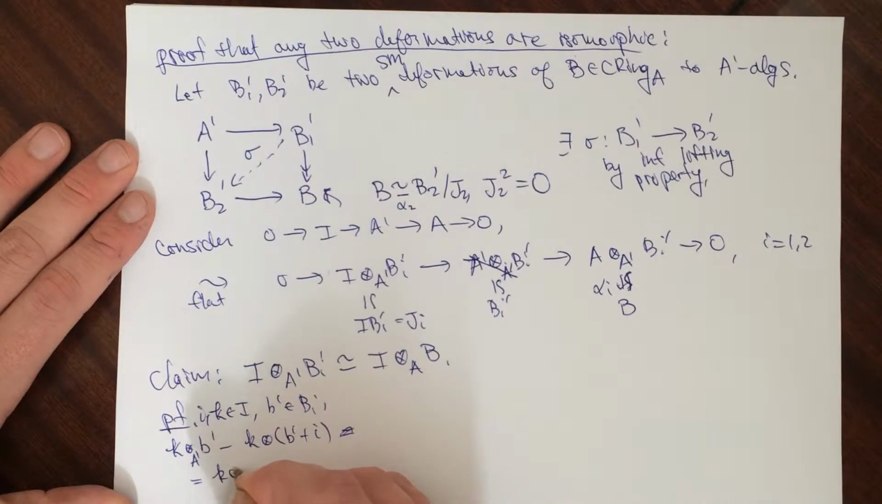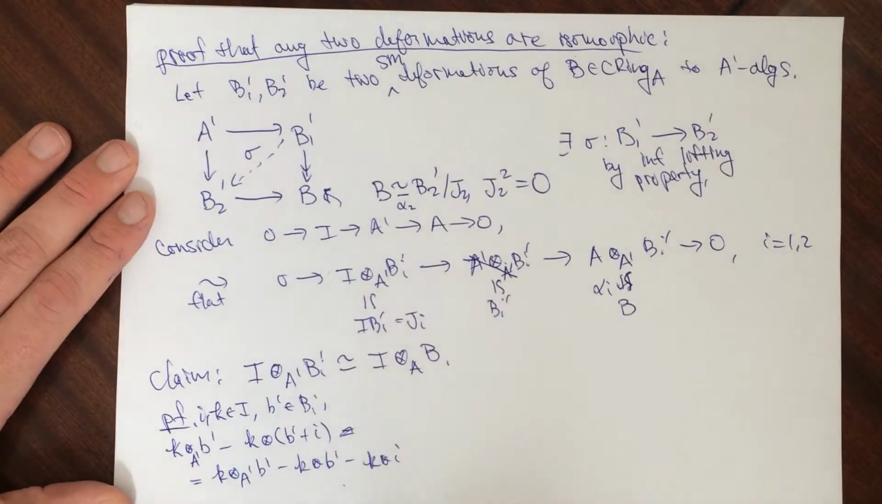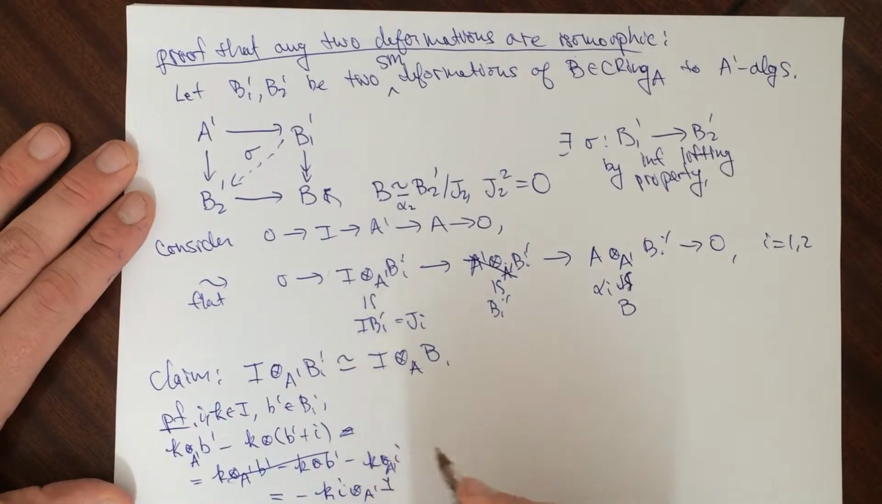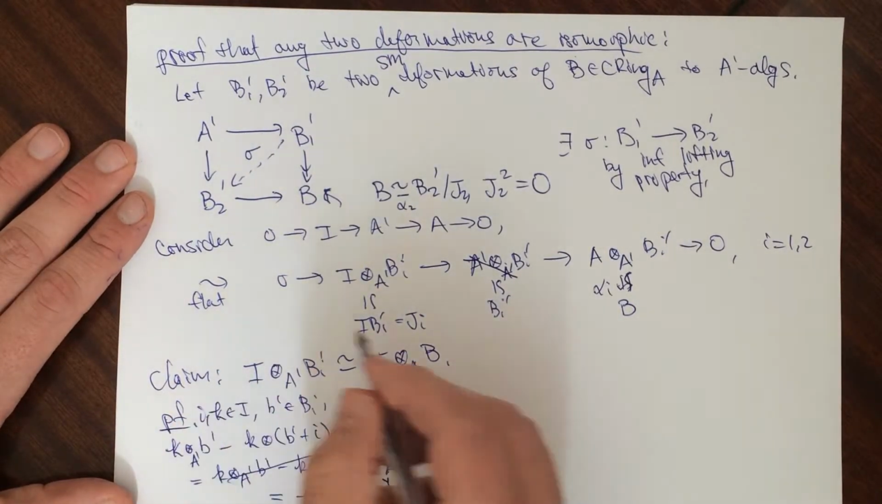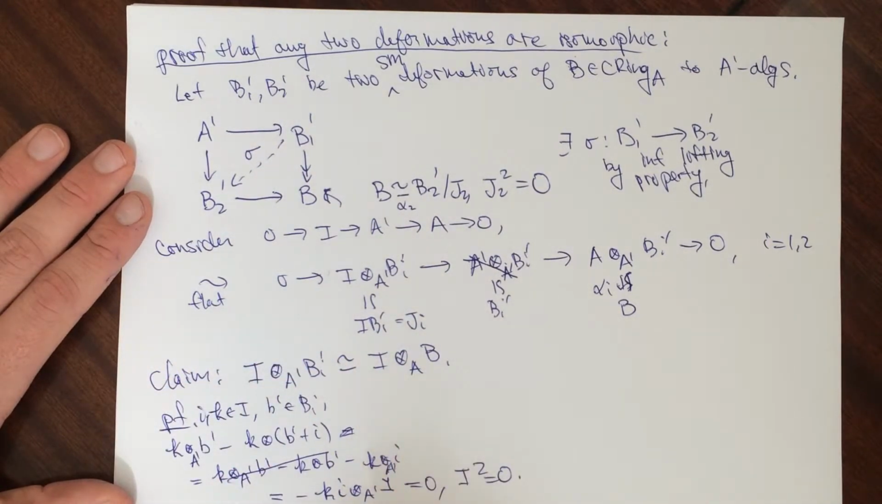Okay, this just breaks up. Let's say this is k tensor b prime minus k tensor b prime minus k tensor i. These first two cancel to 0, and then the last term gets to move over since we're tensoring over A prime. So this is just minus ki tensor 1. Now this is equal to 0 since I squared is equal to 0, since we took a square zero extension. So this uses the square zero extension property.